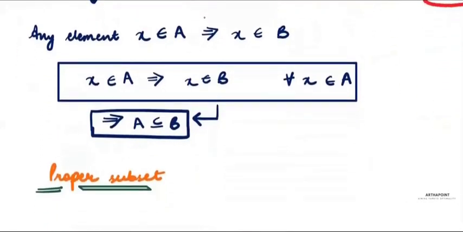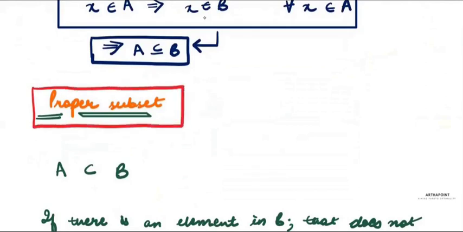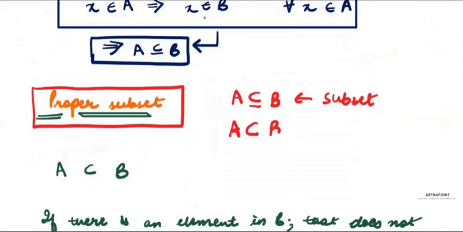Now, from subset, we go to the definition of proper subset. If A is a subset of B, it's written like this. This is just saying subset. If A is a proper subset of B, then it is written like this. This is known as proper subset.